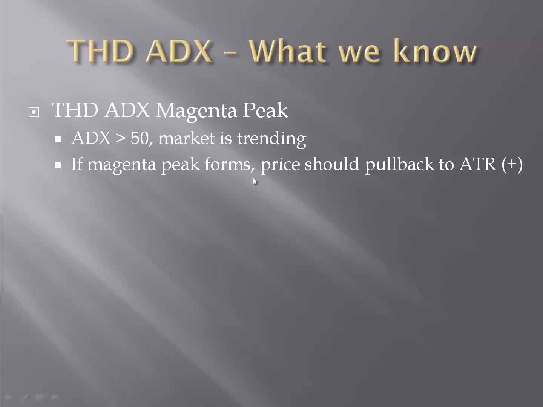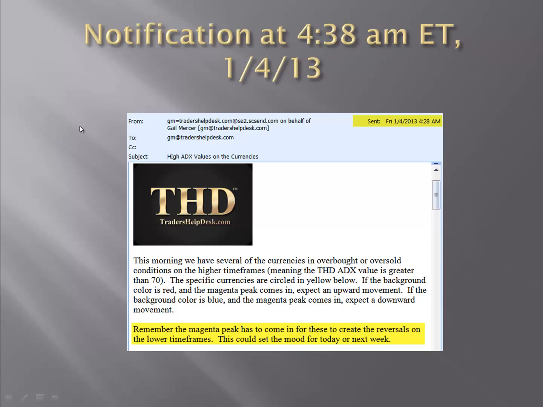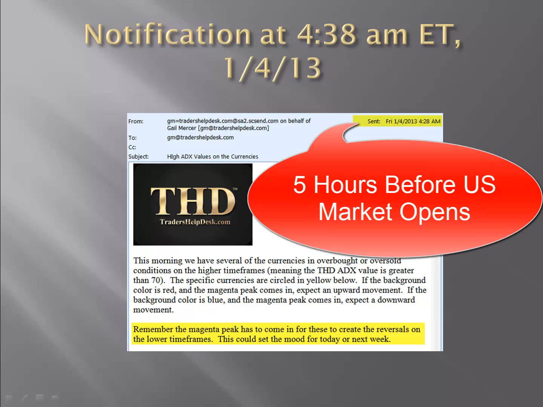If a Magenta Peak forms, price should pull back to the ATR, and that is the plus sign that you will see on my charts. Now this is the core of the THD ADX. Yesterday morning at 4:28, I sent out an email to all of my subscribers and posted on the blog that we had several currencies in overbought and oversold conditions. And this meant that the THD ADX value was greater than 70.